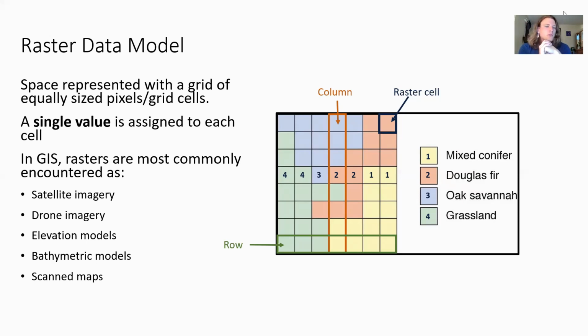And so in GIS, rasters are most commonly encountered as satellite imagery, which you're going to work with in Lab 2, drone imagery, which I talked a little bit about last week, elevation models, we'll do a bit with that in Lab 4, or Lab 3, I think. Bathymetric models is essentially the same thing as elevation, but underwater, or scanned maps. So you got an introduction into that in Lab 1.